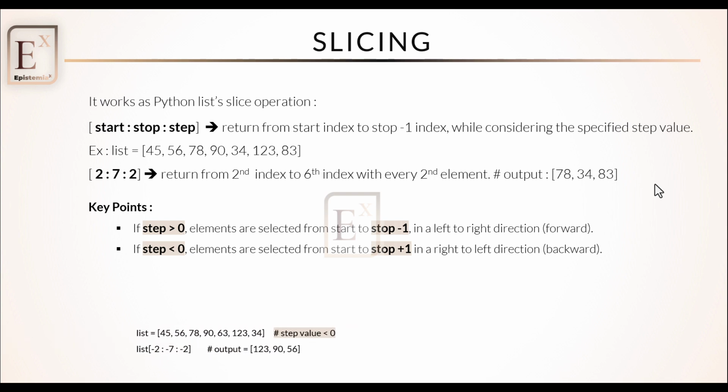Start from -2. That means the value will be 123. Look at this expression. Start index is -2, stop index is -7 and step index is -2. Now here is the important part. Stop index is -7, but it is not included. So in backward direction, we can think of the effective stopping boundary as -7 plus 1, which is -6, because step value is less than 0. That means we can go up to -6 but not beyond it. So the selected elements are 123, 90 and 56.